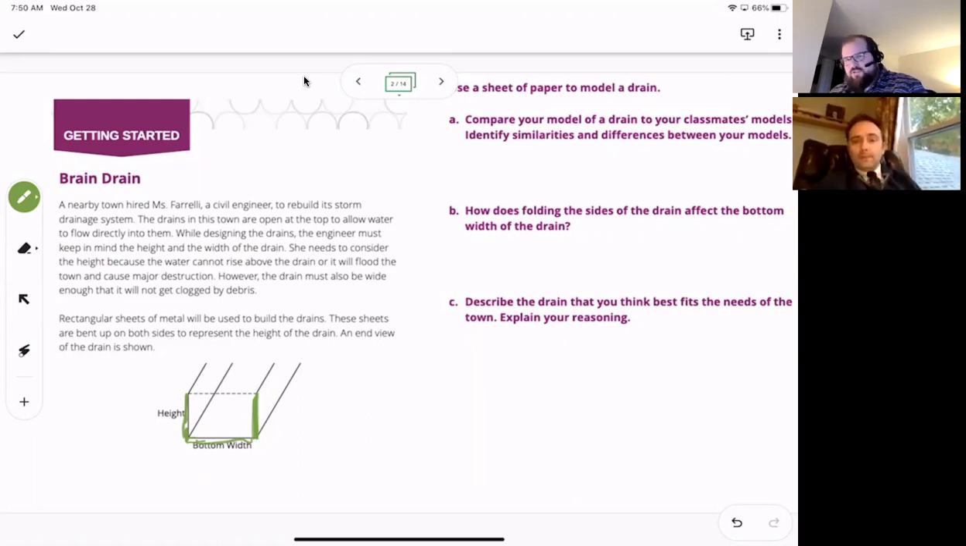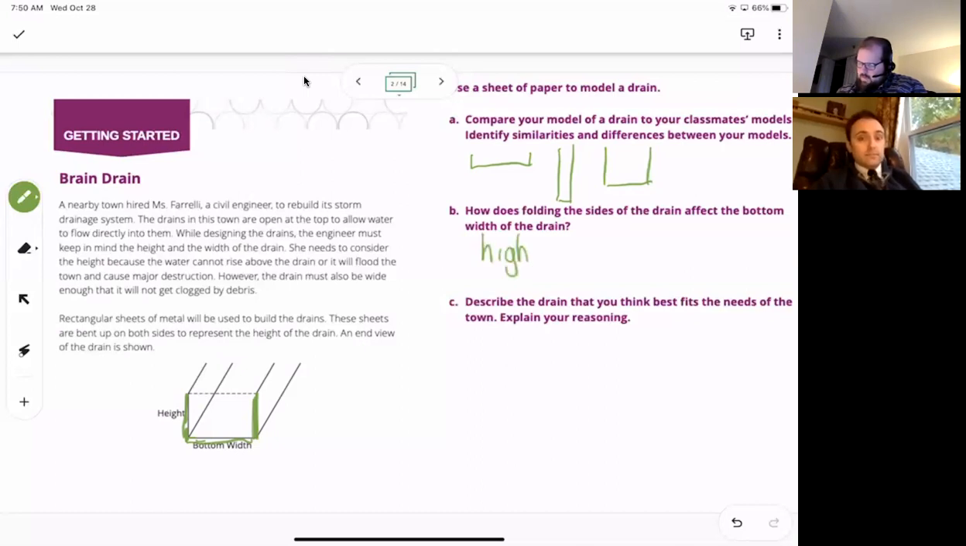Okay, hopefully you've paused and tried that. You might end up with some shapes that are like this, or some that are like this, maybe some that are a little bit more balanced like this. And you might be able to answer some of these questions based on that. So how does folding the sides of the drain affect the bottom width of the drain? Is it fair to say that the higher the sides, the skinnier the bottom? So the higher the sides, the skinnier the bottom. I like it. That looks pretty true for me.